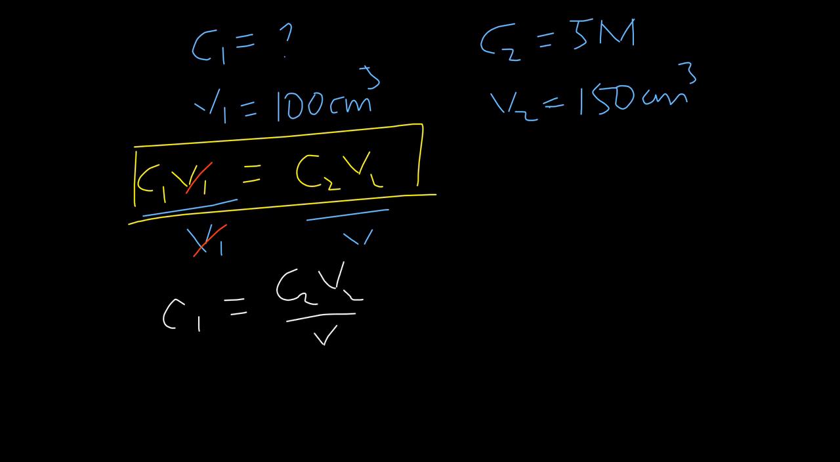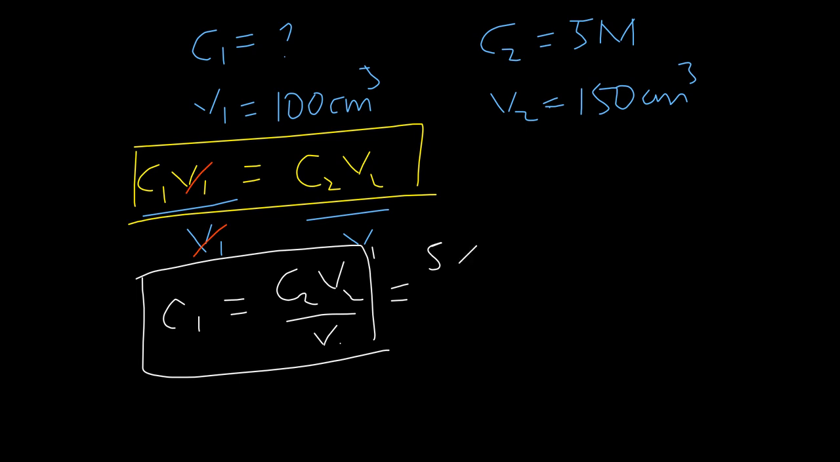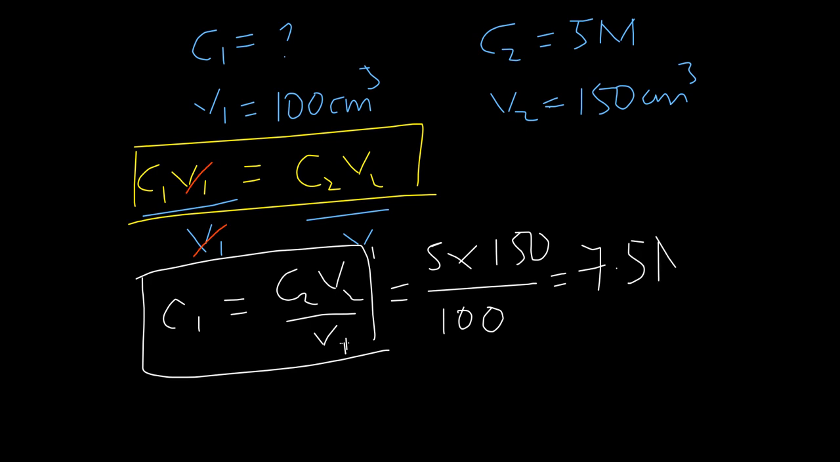Just remember that. So that's what we're going to use. The initial concentration, C1, is equal to C2V2 divided by V1. We know C2 is 5 molar, V2 is 150 cm cube, and V1 we know is 100 cm cube. So when you do the maths, what are you going to get? 5 times 150 divided by 100 will give you 7.5 molar. So that should be the answer to this problem.